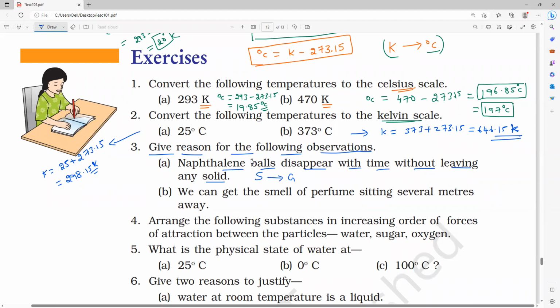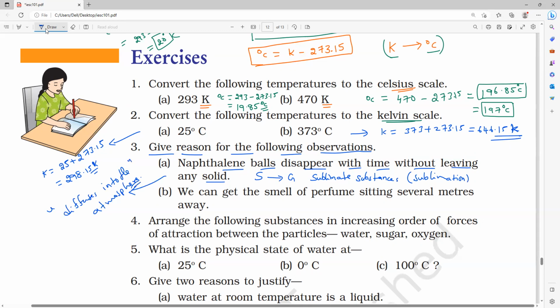What is that called? Sublimation. They are sublimate substances. Under sublimation, directly solid will convert into gas. Slowly naphthalene balls diffuse into where, guys? Into the atmosphere. So without leaving any solid, slowly it will diffuse into the atmosphere.